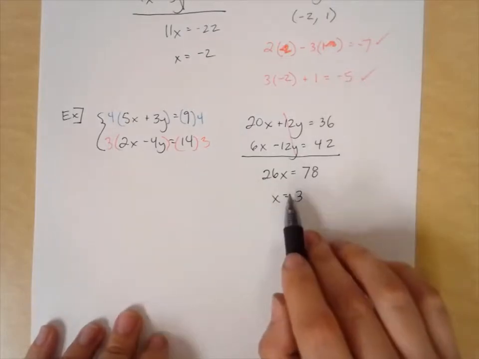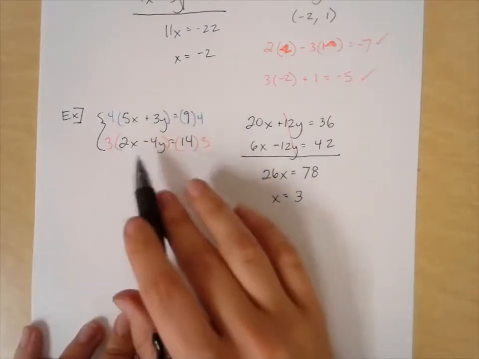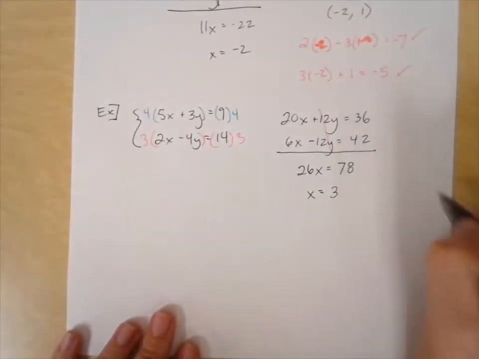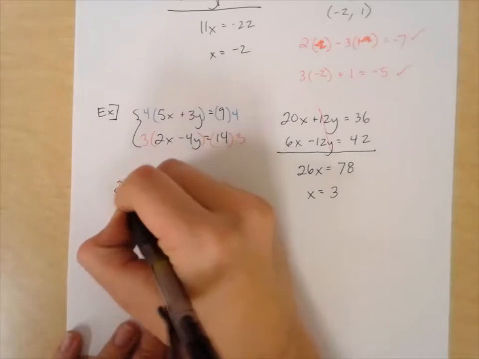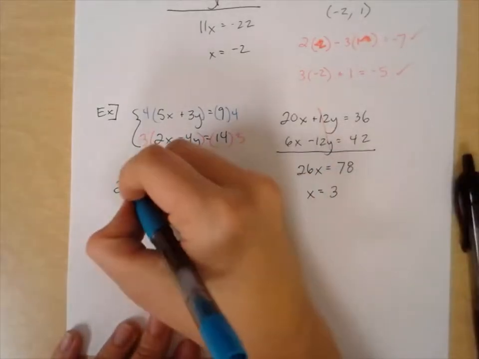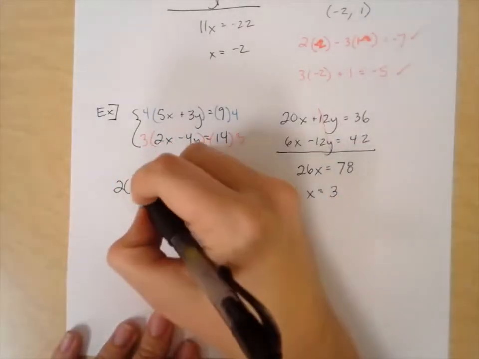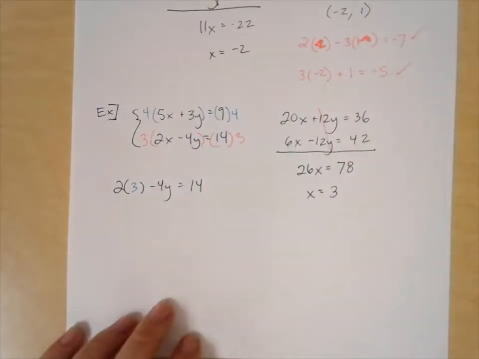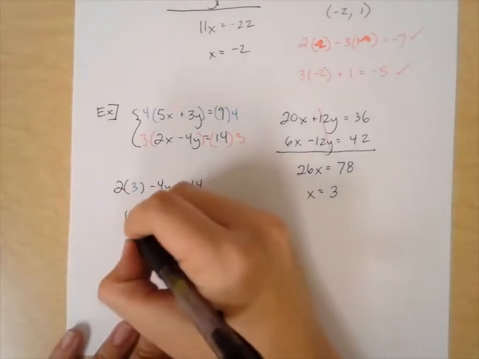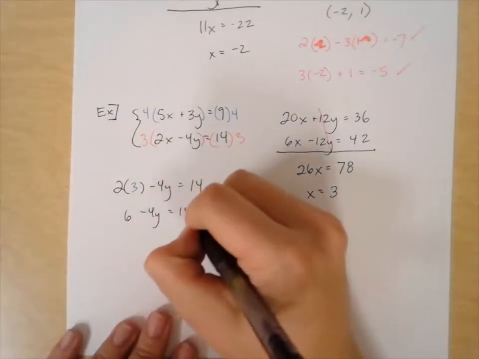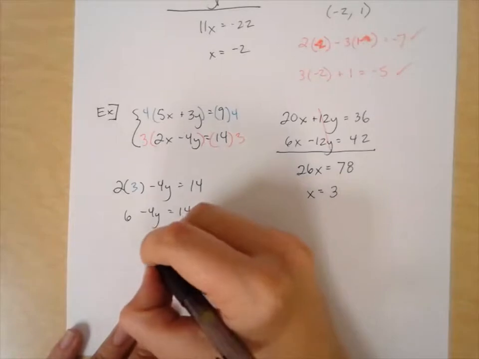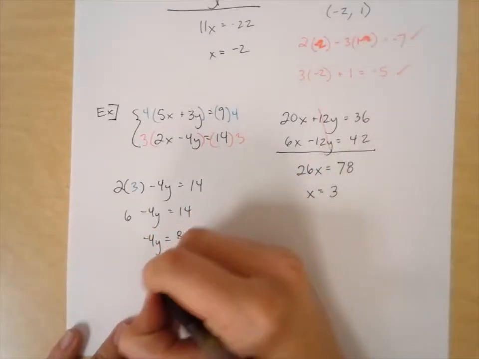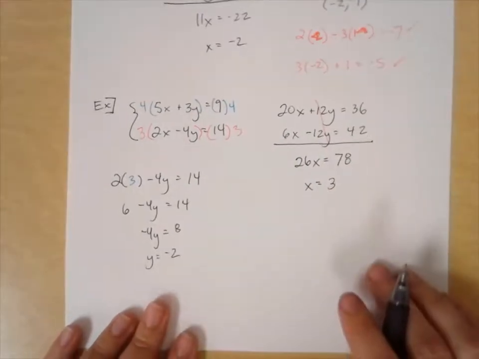So I can take this value for x and I can substitute it back into one of my equations. I'm going to pick the bottom because it has the smaller coefficient in front of x. It makes it a little bit easier. So I'm going to have 2 times 3 minus 4y equals 14. Okay. Now what I get is 6 minus 4y equals 14. I subtract 6 from both sides, and I get 8. I divide by negative 4, and I get y equals negative 2.